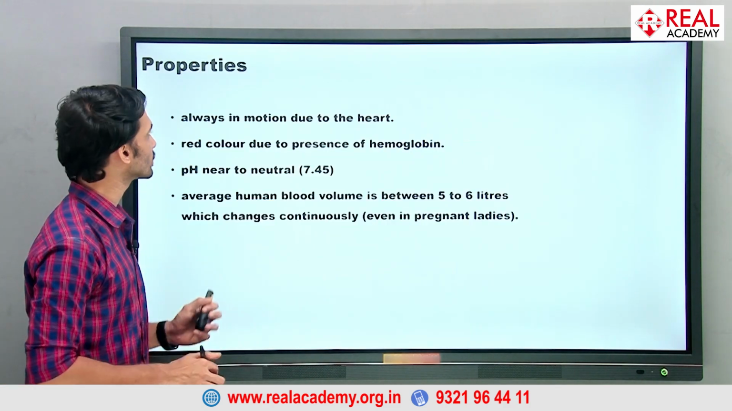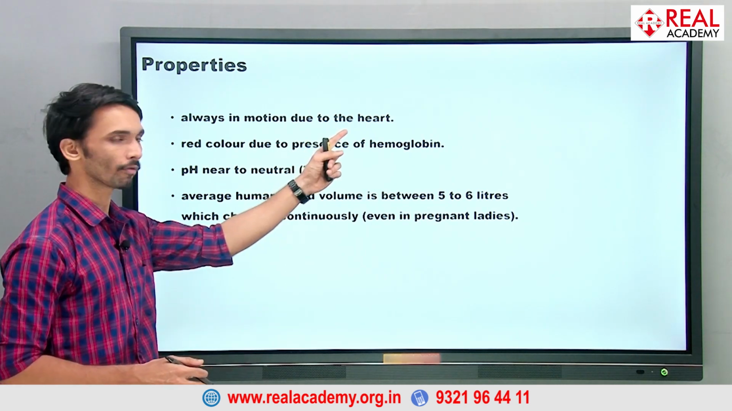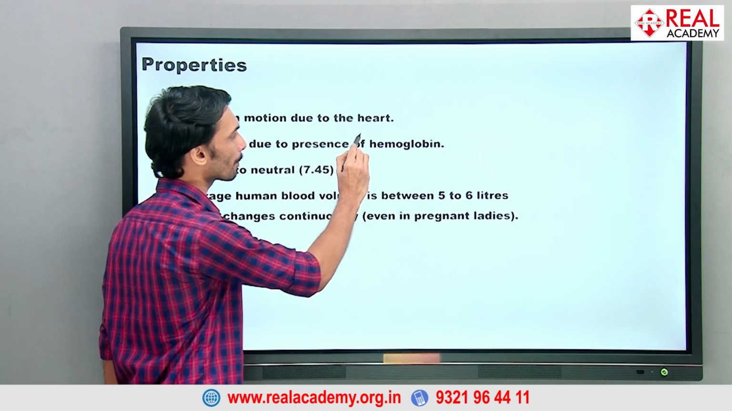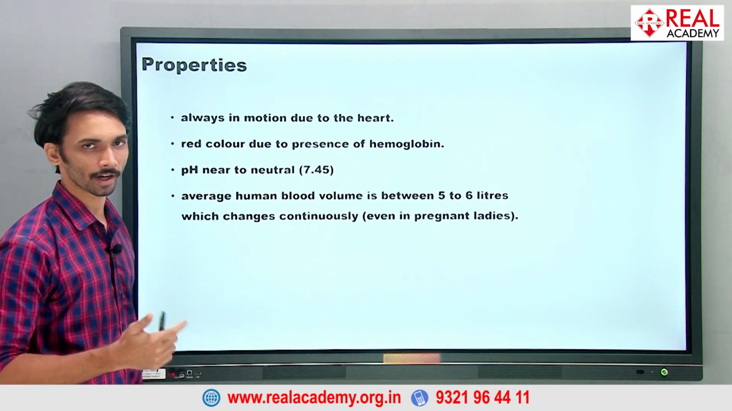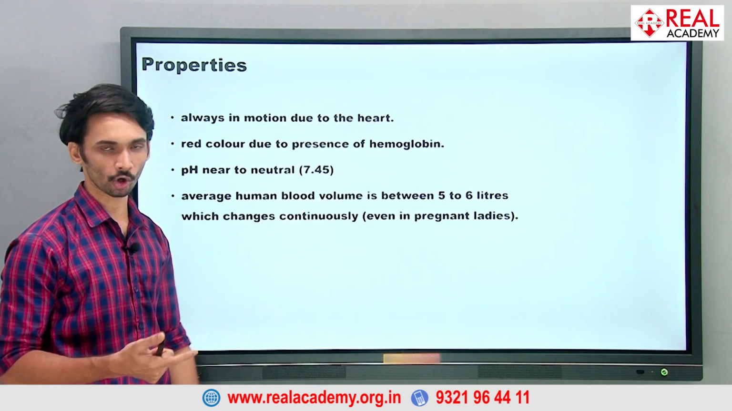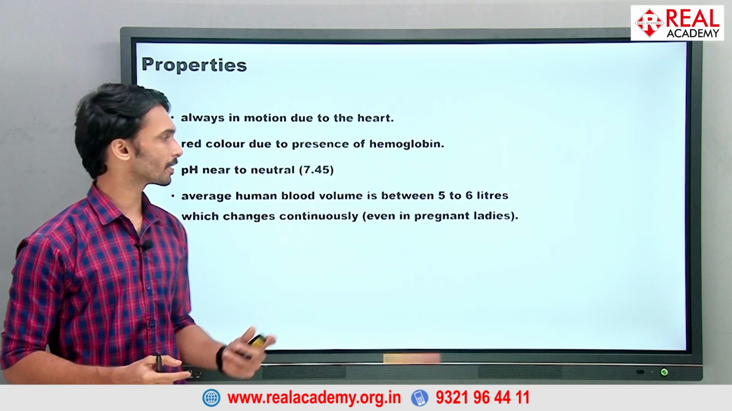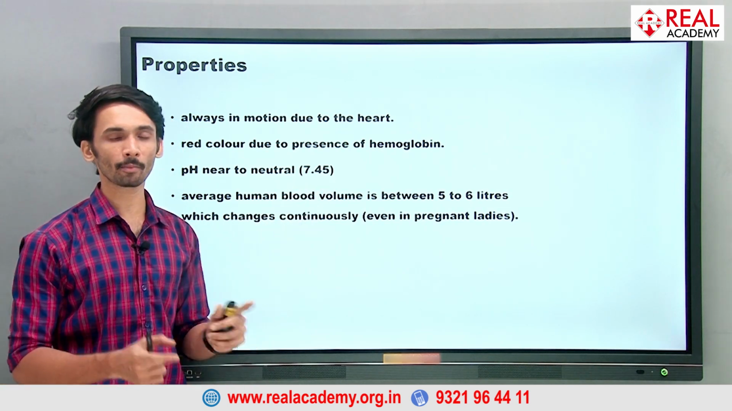After this, we'll be moving towards the next part about the properties of our blood. Firstly, our blood is always in motion. This is because we have a pumping organ inside our body, and that pumping organ is our heart. Next, our blood has hemoglobin, as we already said. Because of hemoglobin, our blood is red in color. Our blood has a specific pH, and that pH is around 7.5.